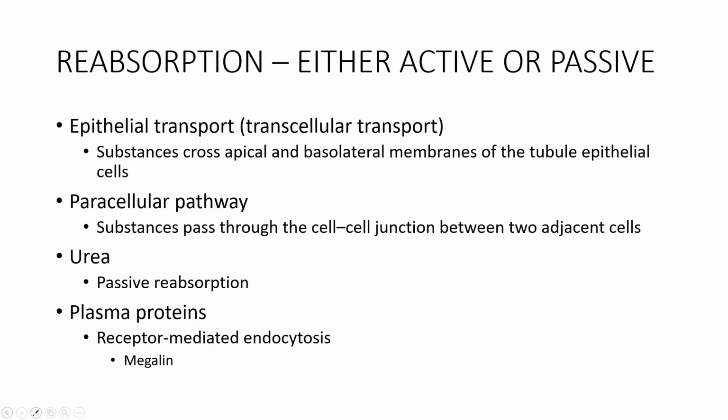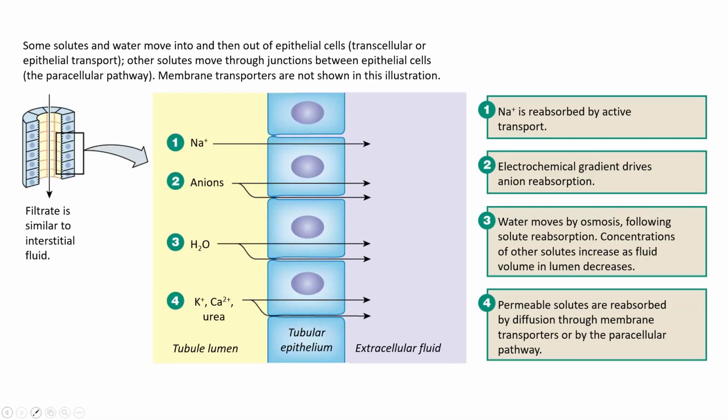And it can be mediated. So in some cases, we have plasma proteins that are going to mediate what we call endocytosis, in which, again, we are moving substances like megalin back into our blood system. One of the few passive reabsorptions is going to be urea. So urea doesn't require any mediated transport. It'll passively be reabsorbed as needed. So let's look at a few of these transport mechanisms.